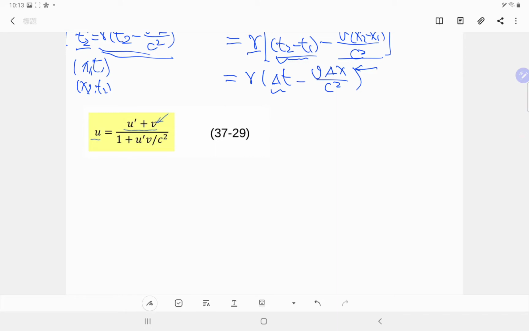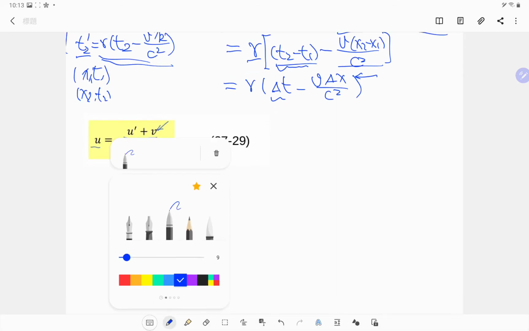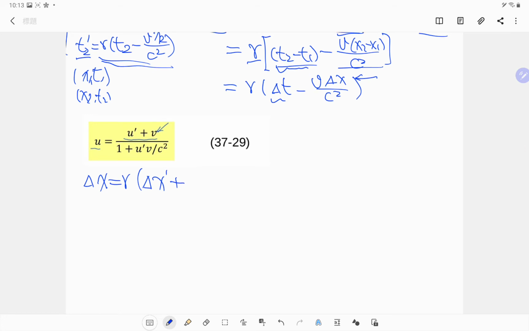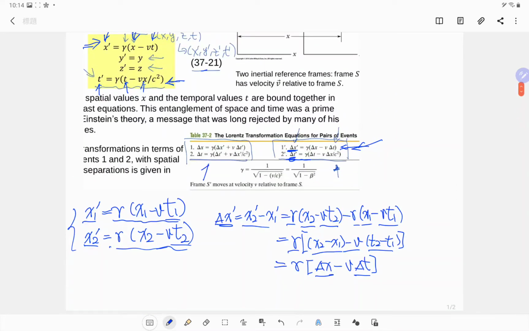So actually, in table 37.2 we have delta x equals gamma delta x prime plus v times delta t prime. If you just exchange t and t prime, this sign becomes positive. And then delta t would be gamma times delta t prime plus v delta x prime over c squared. So we have these two.